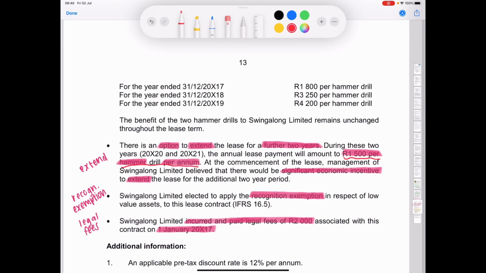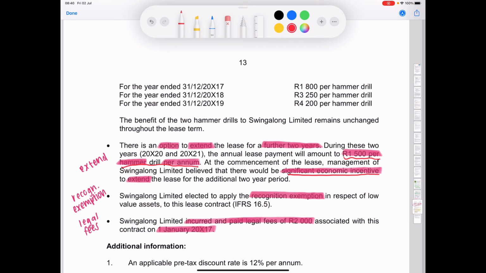At commencement date of the lease, management of Swingalong Limited believed that there would be significant economic incentive to extend the lease for the additional 2-year period. And therefore, because they tell you that they have significant economic incentive to extend it, then it is probable that they will extend the lease. And now you have to take those 2 years into account in this lease.